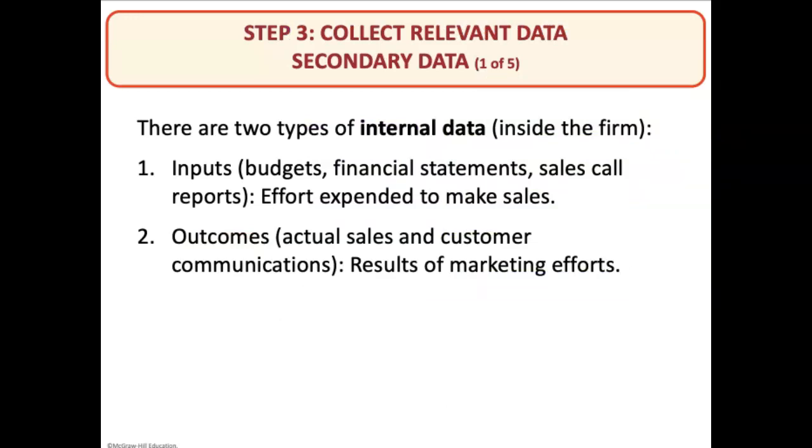Collecting relevant data in terms of secondary data, there's two types of internal data inside the company. One would be inputs, such as budgets, financial statements, sales call reports, and there's been effort expended to make sales. Outcomes, actual sales and customer communications, and these would be results of marketing efforts to date.